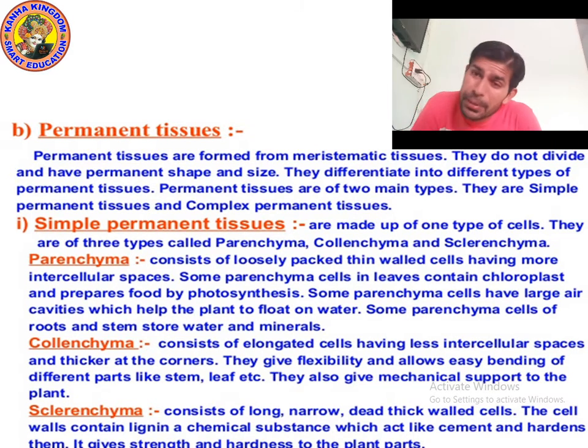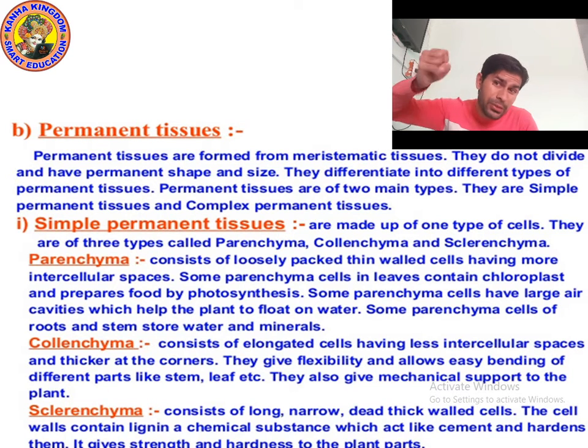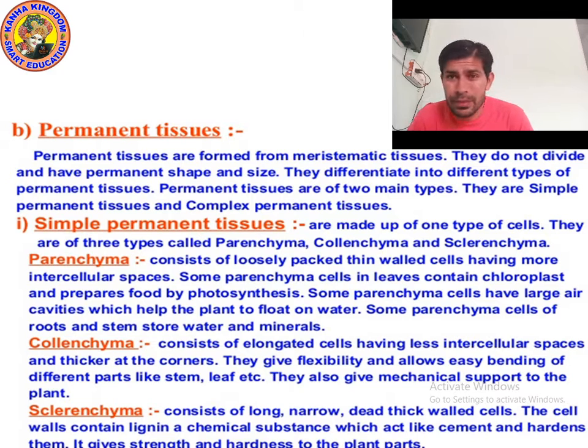They provide flexibility. The branches of plants can easily bend, because collenchyma is found at the tip of the stem and in different parts like the leaf. So they give flexibility, allowing different parts like stem and leaf to bend easily, and they also give mechanical support to the plant.